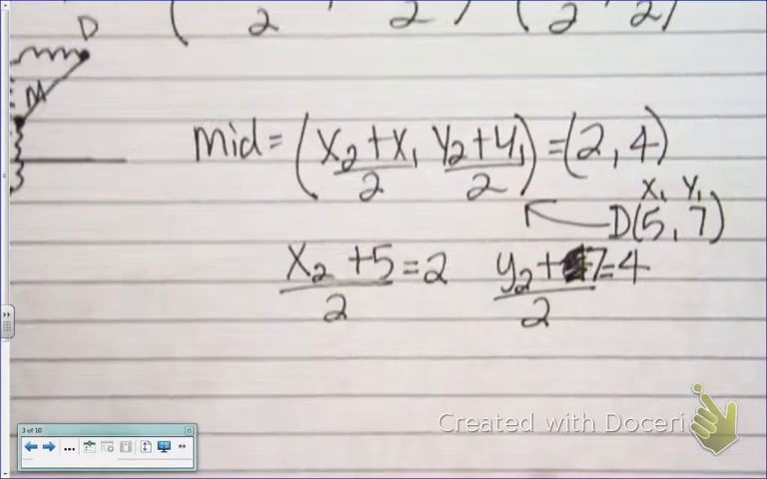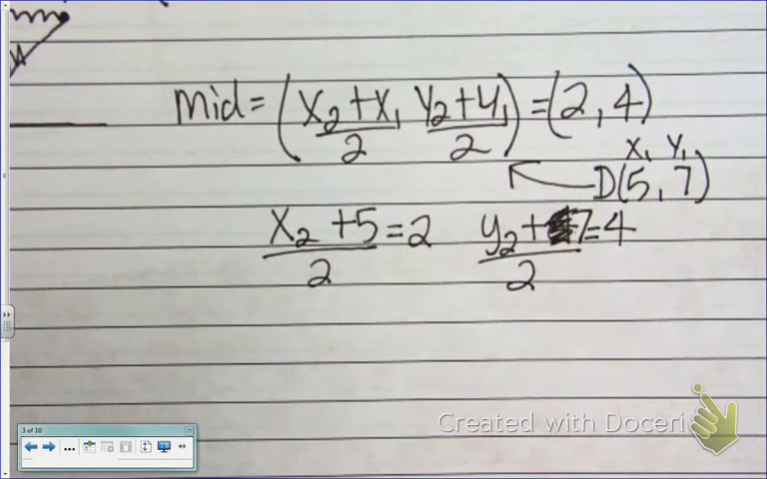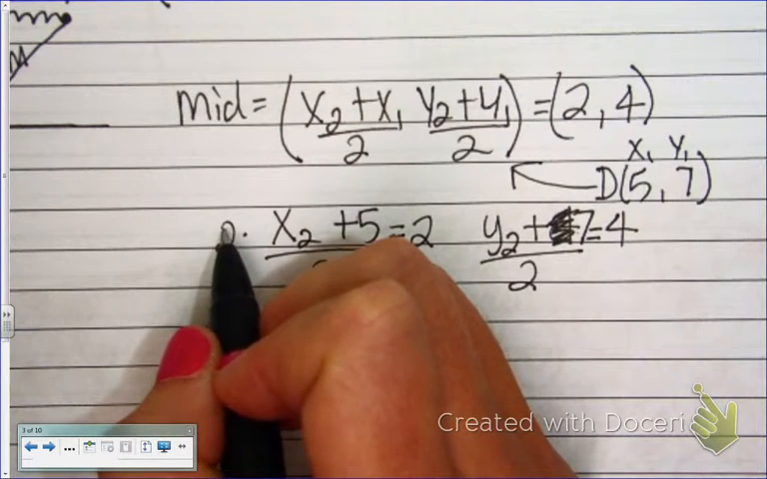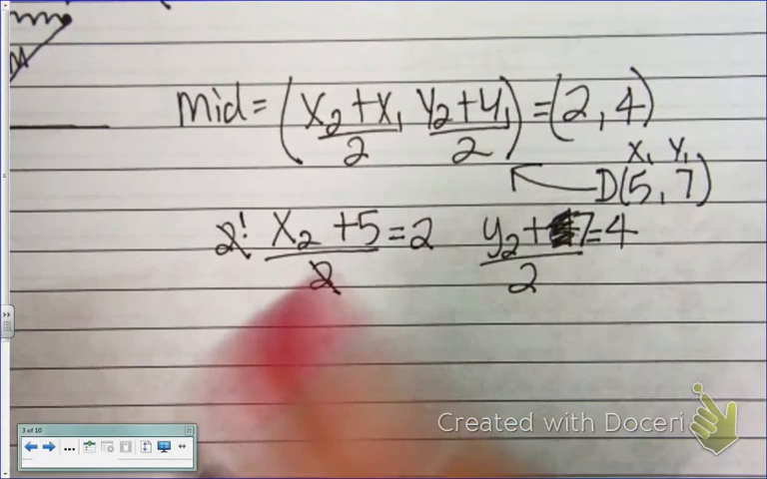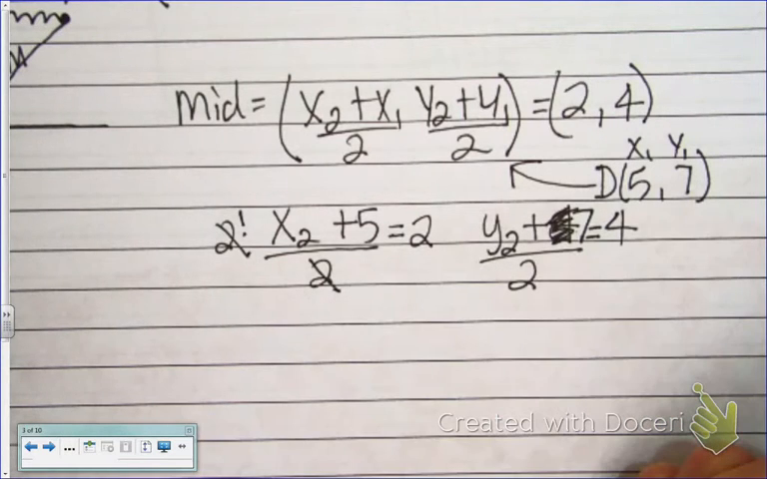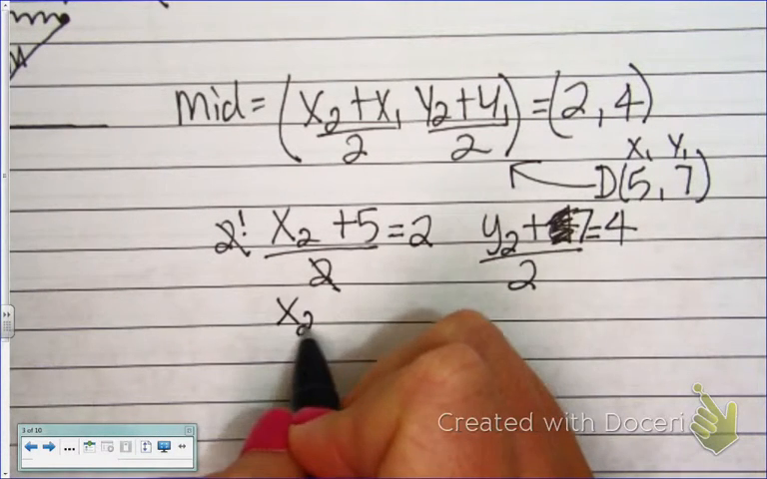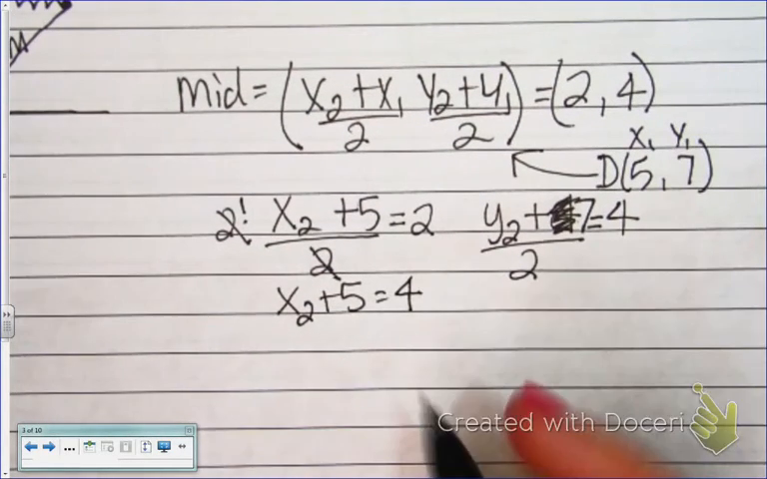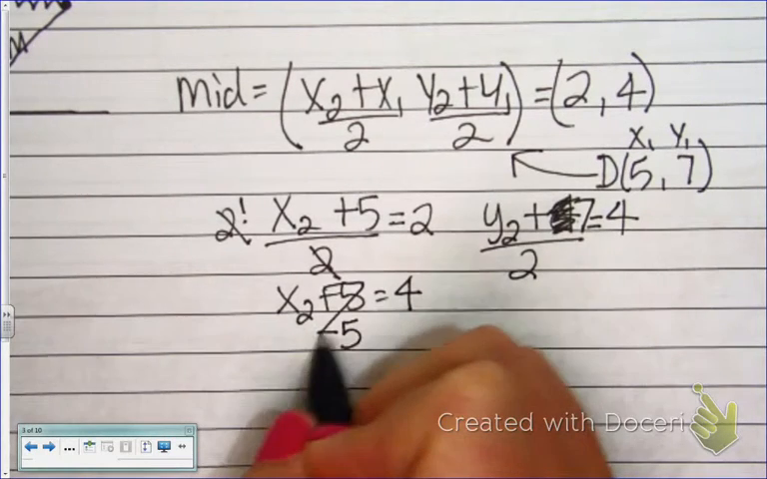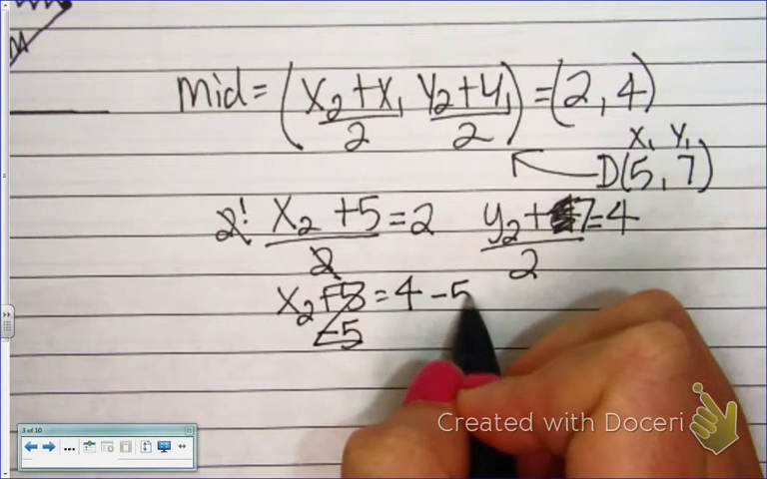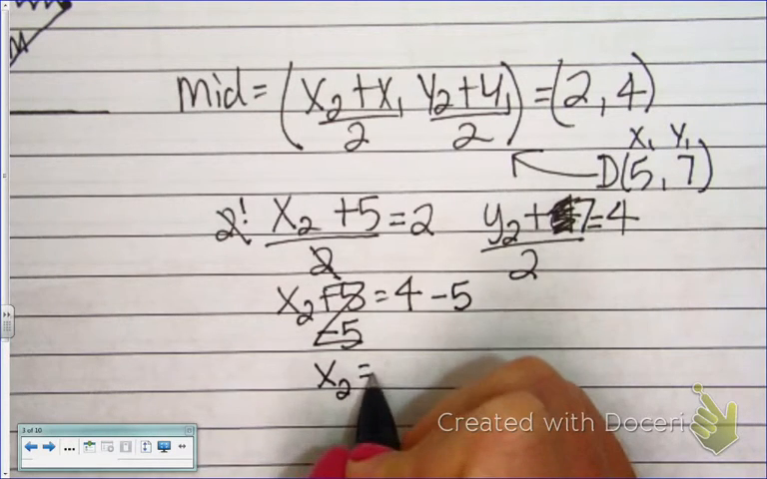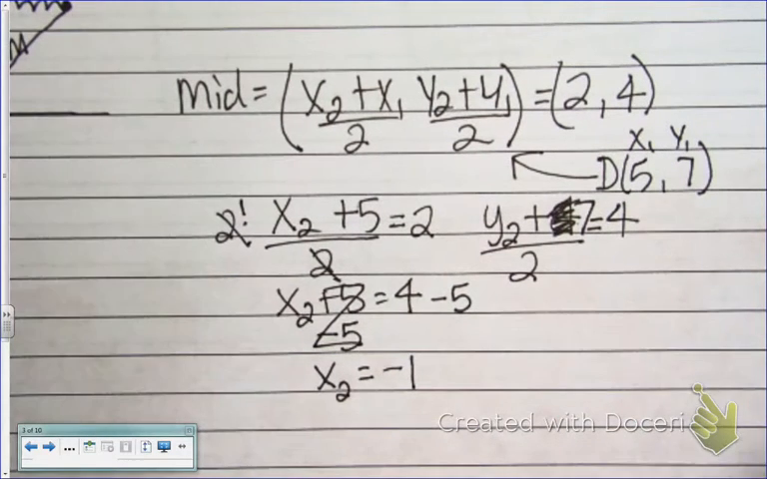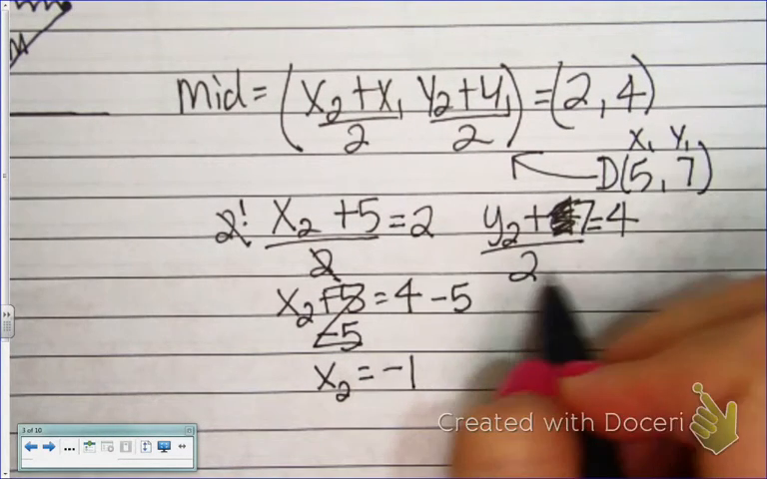Now, just like back in algebra, we're going to be trying to solve for our x2. So I'm going to have to multiply both sides by 2 because 2 over 2 is 1. It doesn't just cancel out, it becomes 1. And what I do to one side, I must do to the other. So I have x2 plus 5. 2 times 2 is 4. And then we have to solve. So I'm going to subtract 5 from this side because that becomes 0, and then I must subtract 5 over here. So my x2 coordinate is 4 minus 5, which is negative 1. We're going to do the same thing to the other coordinate. We're going to multiply both sides by 2.